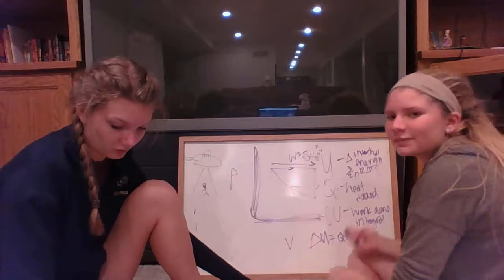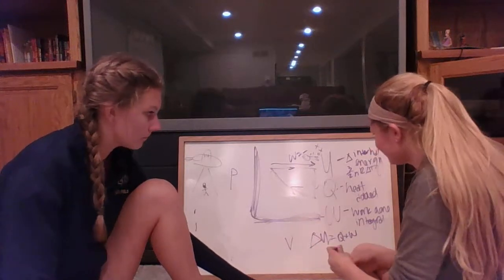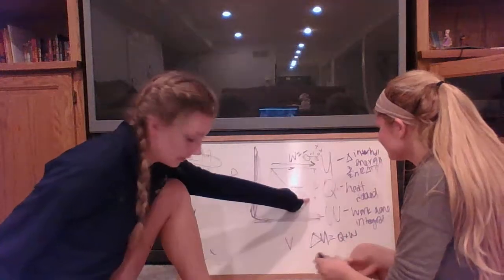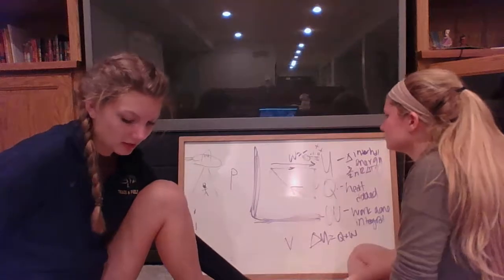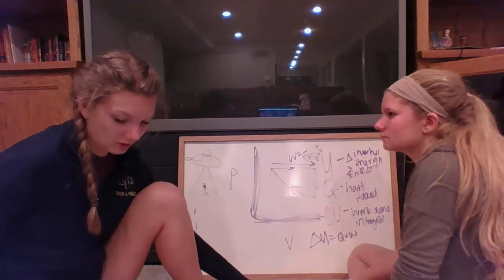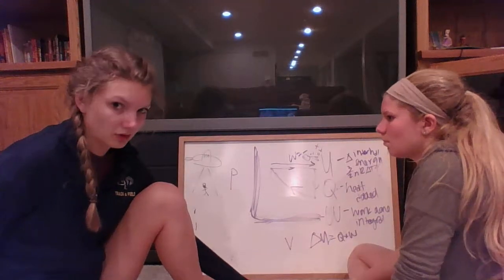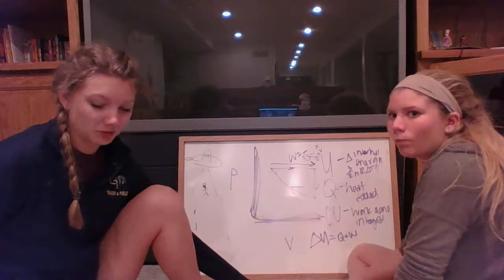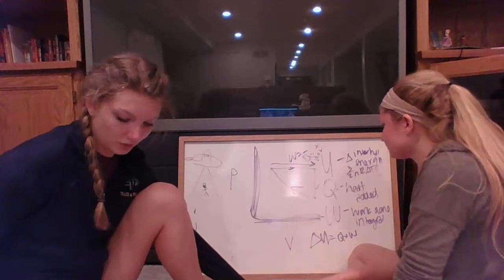When we're going from B to C, for like here to here, U is going to be negative, and Q is negative, and work is 0. Q has to be negative because work is 0.